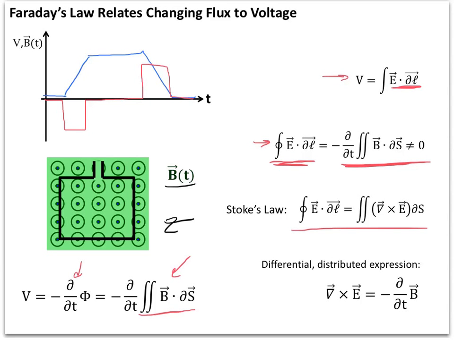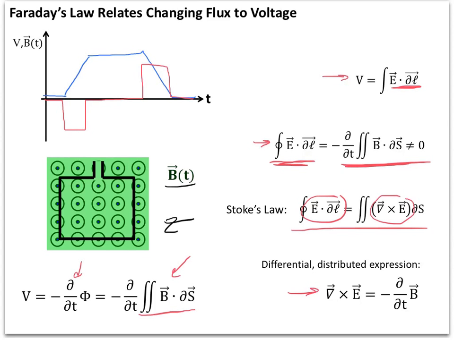And so we can replace this E dot dl with del cross E. When we do that, we have a differential distributed expression if we just cancel the surface integrals. And that is the curl of the electric field is equal to the negative rate of change of the magnetic flux vector B. This is a very important expression, and we'll come back to it later.